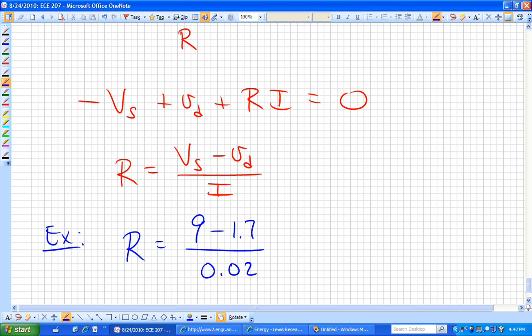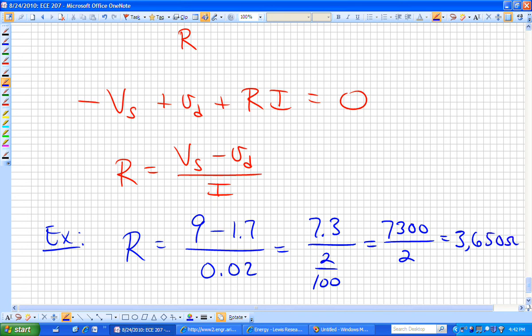We're starting with a 9-volt battery. The forward voltage on that particular LED that we found is 1.7 volts, and the current to make that glow nicely is 20 milliamps. If we do the math, we have 7.3. 0.02 is 2 over 100, that's my way of thinking. So we now have 7,300 divided by 2, or 3,650 ohms for our resistor.